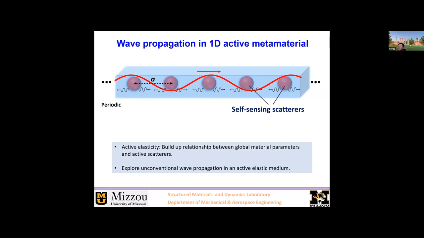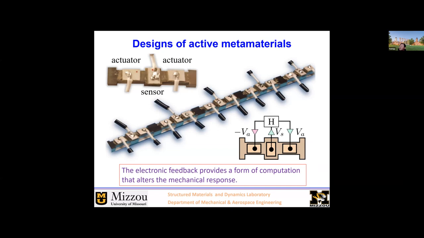Then in here, the main goal is, can we build up a relation between this global material parameter and this active scatterer? After you build this kind of active elasticity, then we can explore some unconventional wave propagation in these active media.